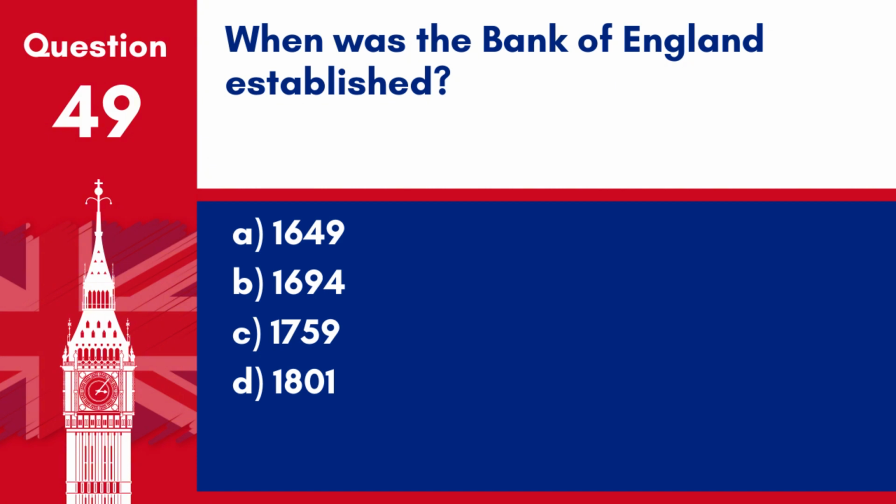Question 49. When was the Bank of England established? A. 1649. B. 1694. C. 1759. D. 1801. Answer B. 1694. The Bank of England was established in 1694.